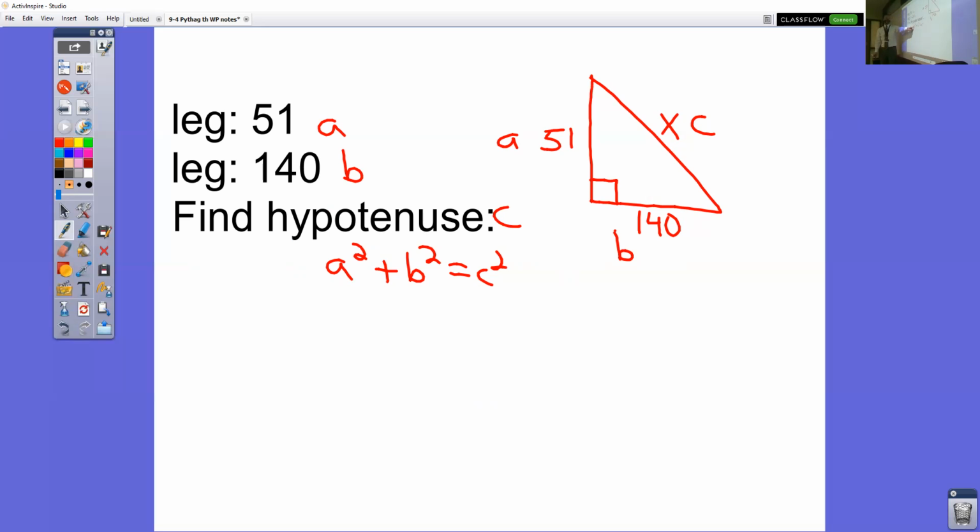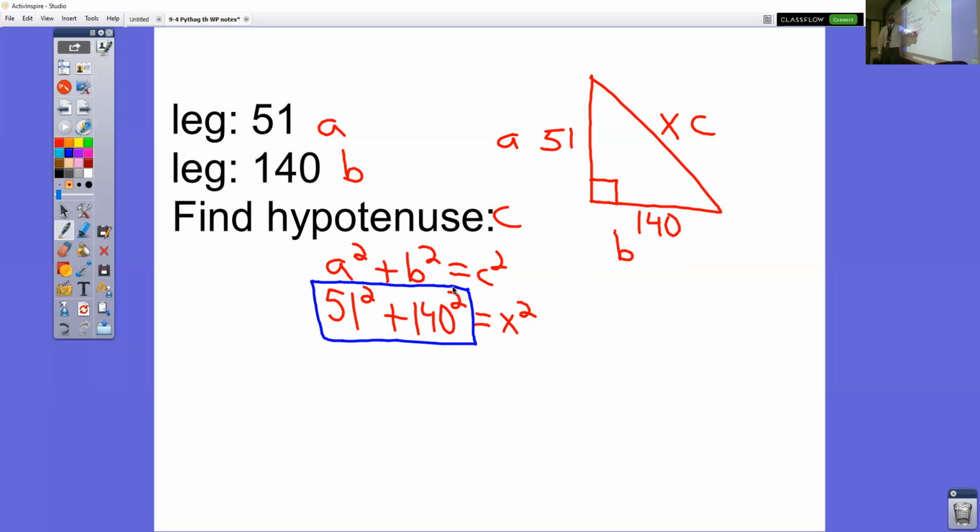So instead of A squared, we're going to fill in what we know. Instead of A squared, we're going to have 51 squared. Instead of B squared, it is 140 squared. And instead of C squared, it is X squared. We always want to try and get the letter all by itself. To get this x squared all by itself, we have to add these two things together.